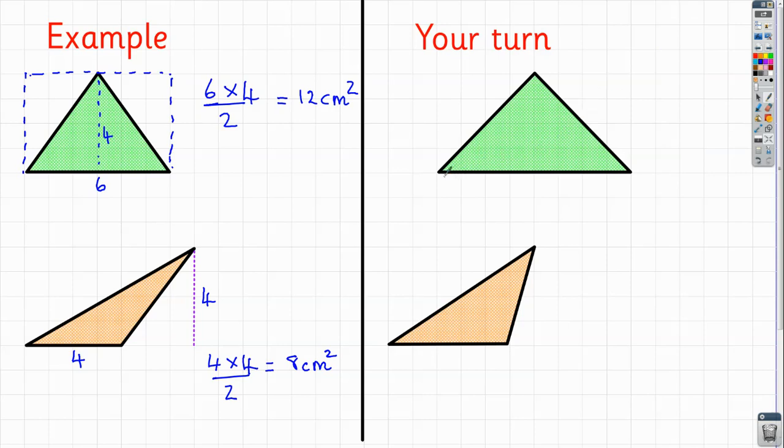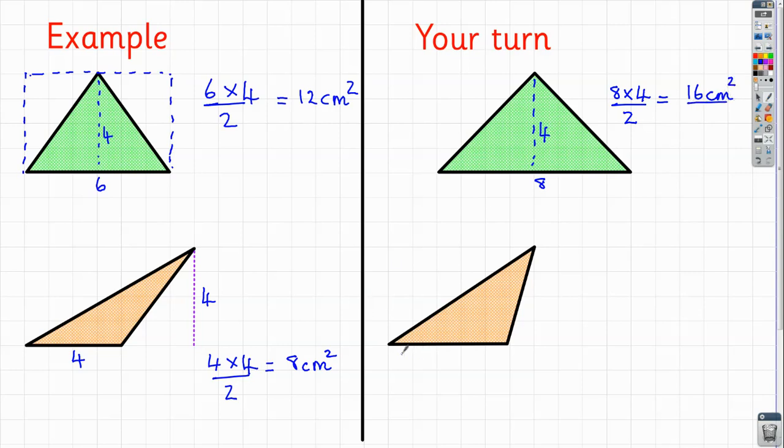Okay, so this top triangle is 1, 2, 3, 4, 5, 6, 7, 8 squares across, and it also has a height of 4 units. So the area of this green triangle is going to be 8 multiplied by 4, and then divided by 2. So we've got 8 times 4, which is 32. 32 divided by 2 gives us 16 centimetres squared.